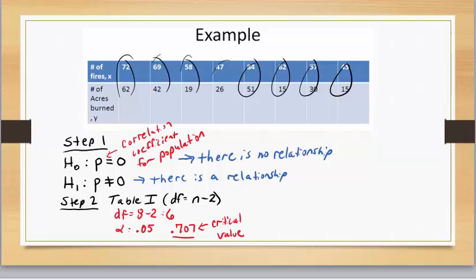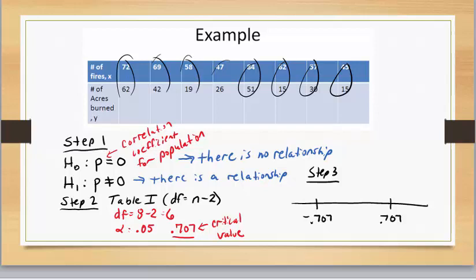All right, so now for step 3, what we're going to do is draw ourselves a number line. And we're going to mark off this critical value both in the positive and in the negative sense. So I'm going to mark off a negative 0.707 and a positive 0.707.